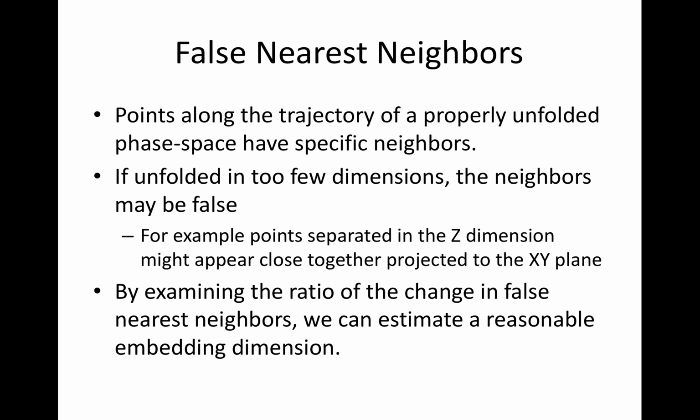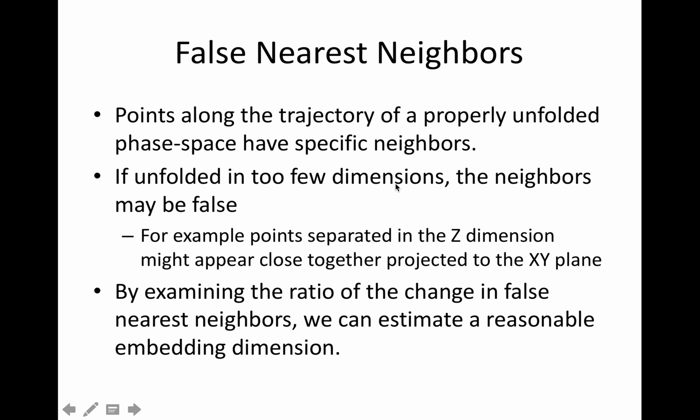So we've talked about principal component analysis. Let's talk a little bit about false nearest neighbors. This is what I talked about earlier when we were looking at the figure. If you have a properly unfolded phase space, then the points in that phase space have specific nearest neighbors.